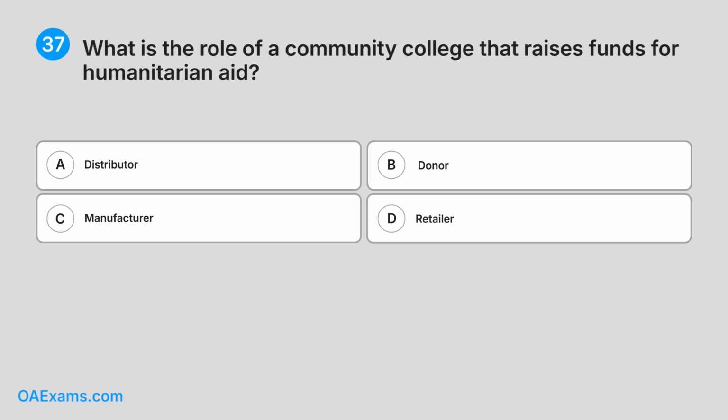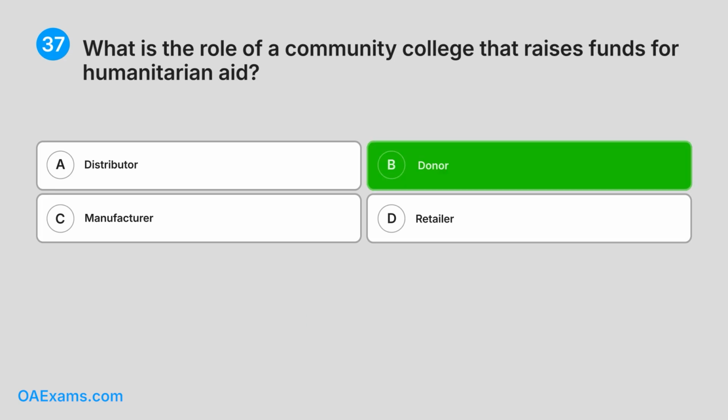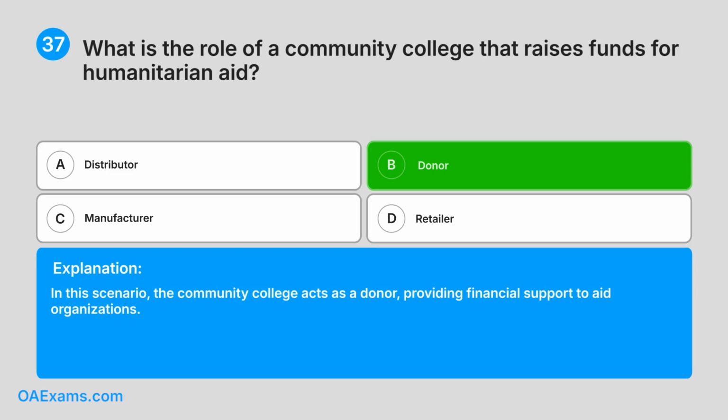Correct answer: B. Donor. Explanation: In this scenario, the community college acts as a donor, providing financial support to aid organizations.